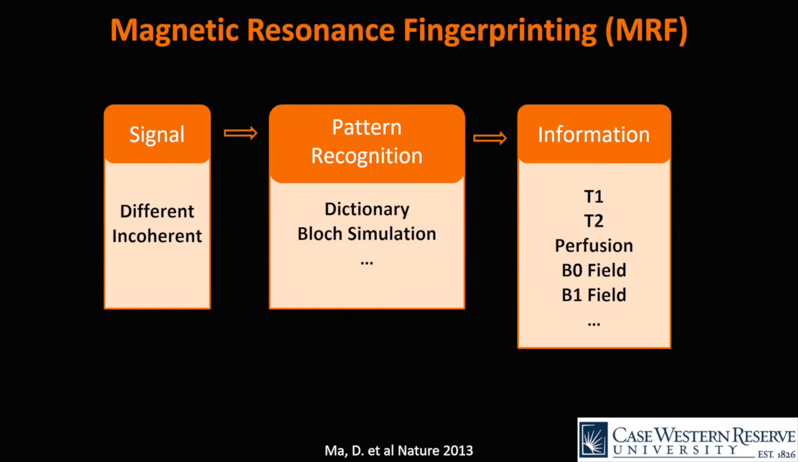We could build this dictionary using Bloch simulation or other types of models. The next step is to match the signal to the dictionary in order to find the match. Once the match is identified, the underlying tissue properties such as T1, T2, or perfusion, as well as some system confounding factors, for example, B0 and B1 field, can be quantified simultaneously. So this is the general diagram of the MR fingerprinting framework.